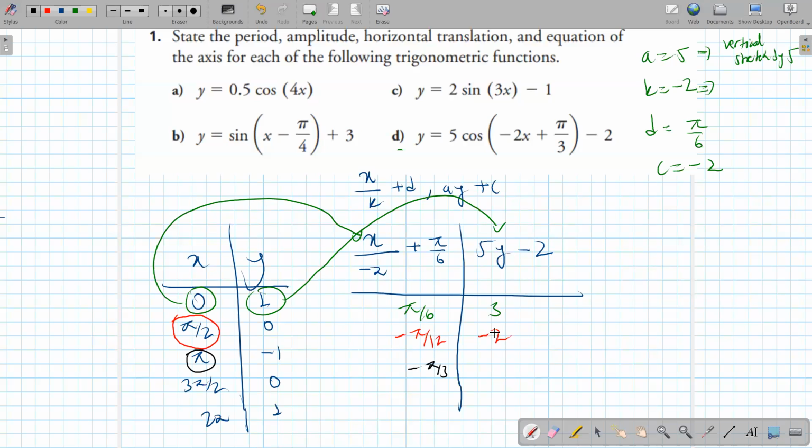And -1 in there is going to be -7 3 pi over 2. Okay, this is going to be annoying. 3 pi divided by 2 divided by -2 plus pi divided by 6, and that is -7 pi over 12. 0 in there is going to be -2. And then finally 2 pi divided by -2 plus pi divided by 6. That's -5 pi over 6. And then 1 in there is going to be 3 again. And there we go. Okay.